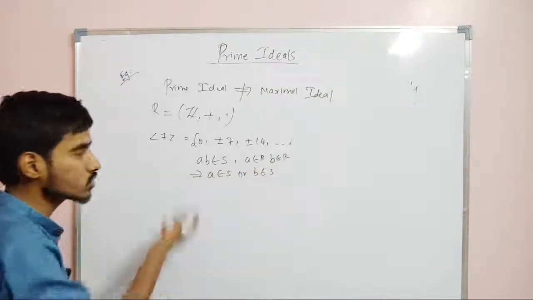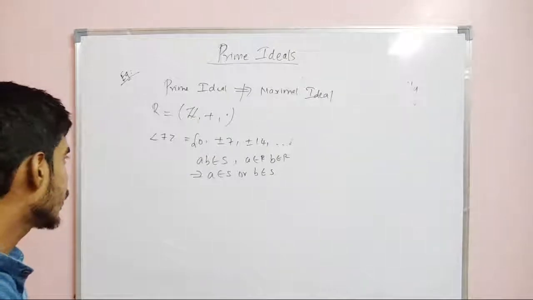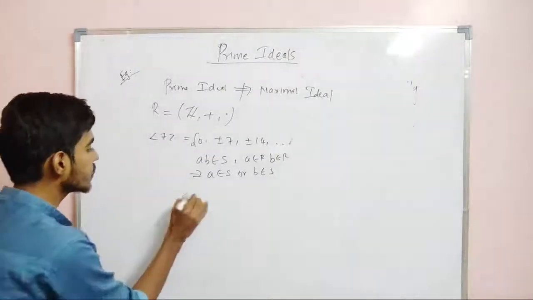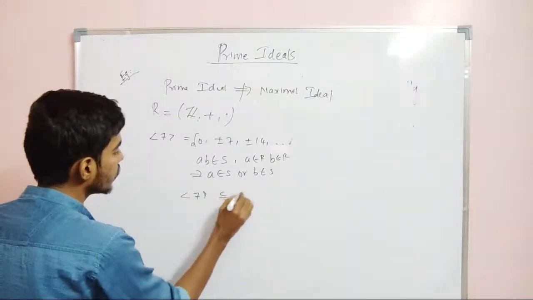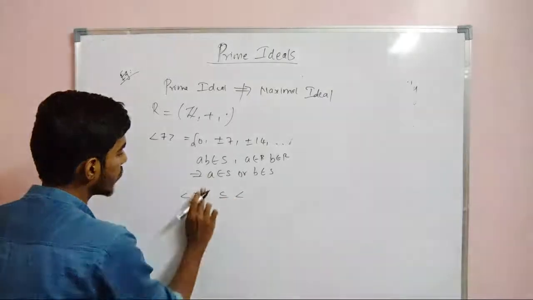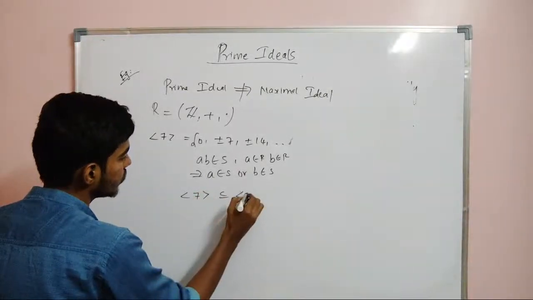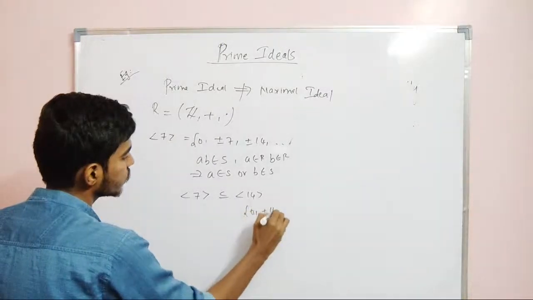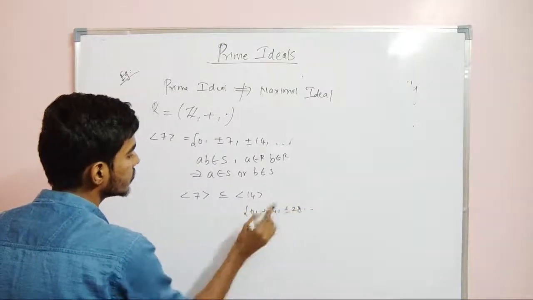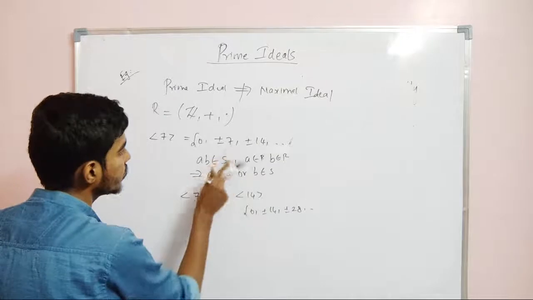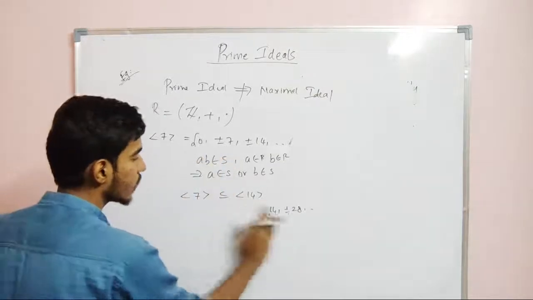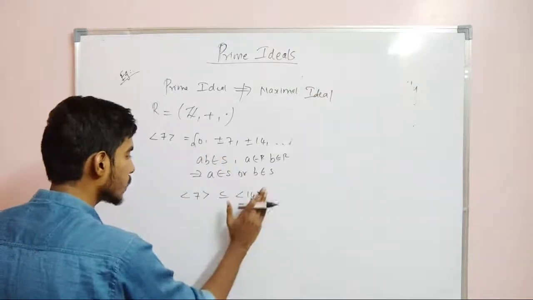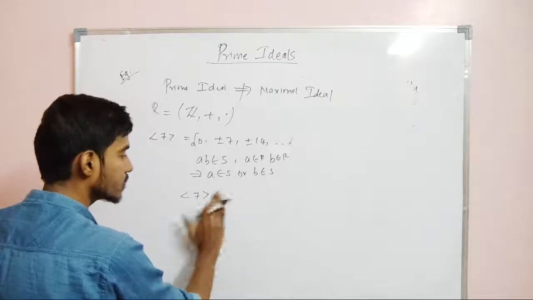So you can see just now we have proved that this is a prime ideal, and also it is a maximal ideal, because there is no other ideal which properly contains 7. For example, if you think of 14, then this set is 0, plus or minus 14, plus or minus 28, etc. So this set contains 14, 28, but it does not contain 7. So therefore, it does not properly contain 7. So there is no proper ideal which properly contains 7. So therefore, it is also maximal.